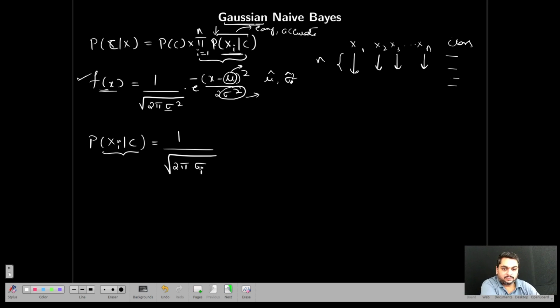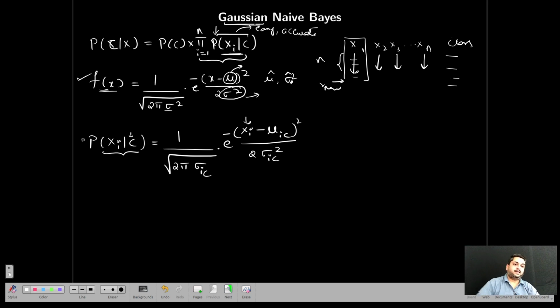So I am finding 1 by square root of 2 pi sigma i for some class C, which is a given class, into e power minus (xi minus mu), where xi means the given value. They may give a new value, x1 new, x2 new, like that. That value minus your mean mu of this estimated value for that particular class, considering only those values for that particular class C, whole square divided by 2 sigma square i C. This is how you calculate for each feature given that particular class.